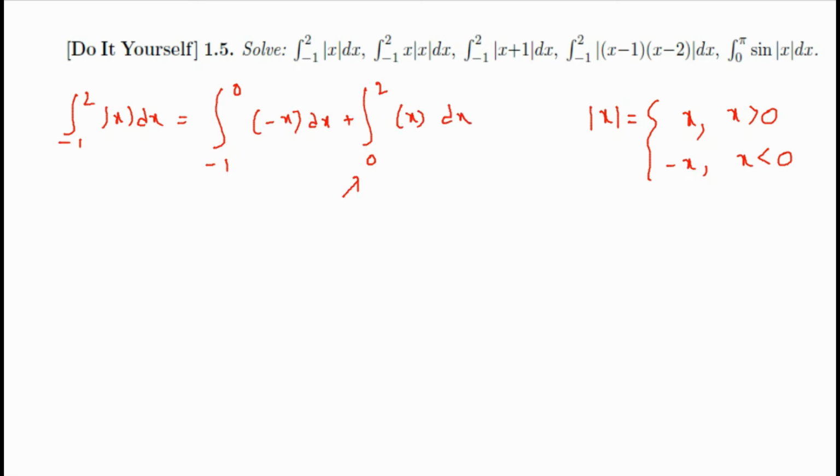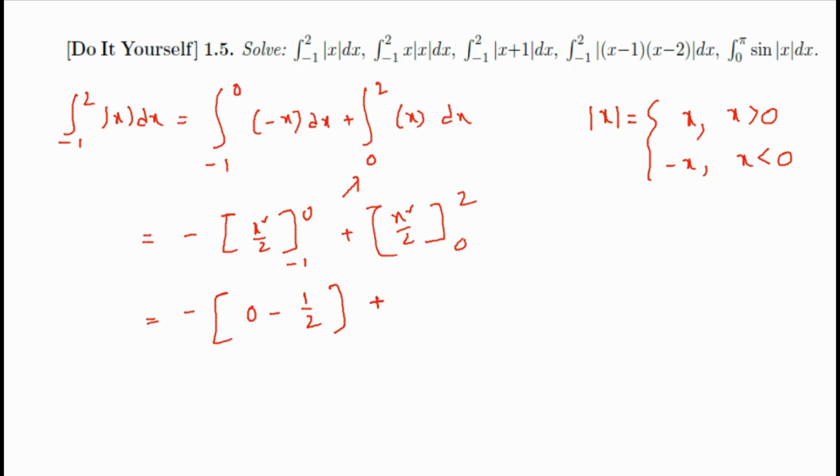So minus 1 to 0, mod x equal to minus x dx, plus 0 to 2, mod x equal to x, because this limit is greater than 0. So mod x equal to x dx, and you have ultimately minus x square by 2 from minus 1 to 0 plus x square by 2 from 0 to 2, and we have minus 0 minus half plus 4 by 2 minus 0. Ultimately we will have 5 by 2.